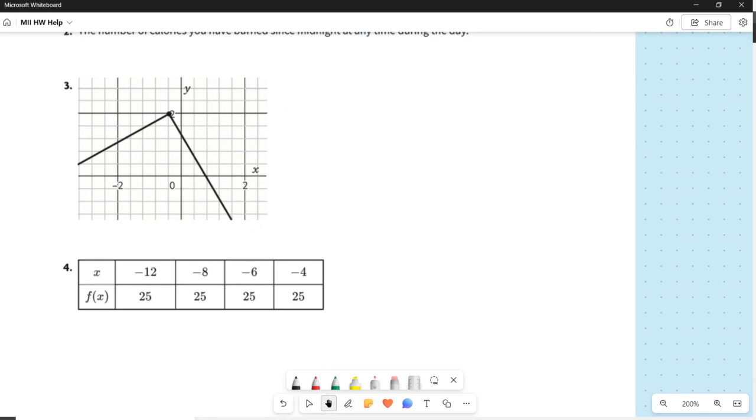Number 3. So in this problem, we're given another mathematical relationship. This time we're given a graphical representation of it. And again, this idea of what makes something a function or not doesn't change. Whenever you have any given input, you should have at most one output.